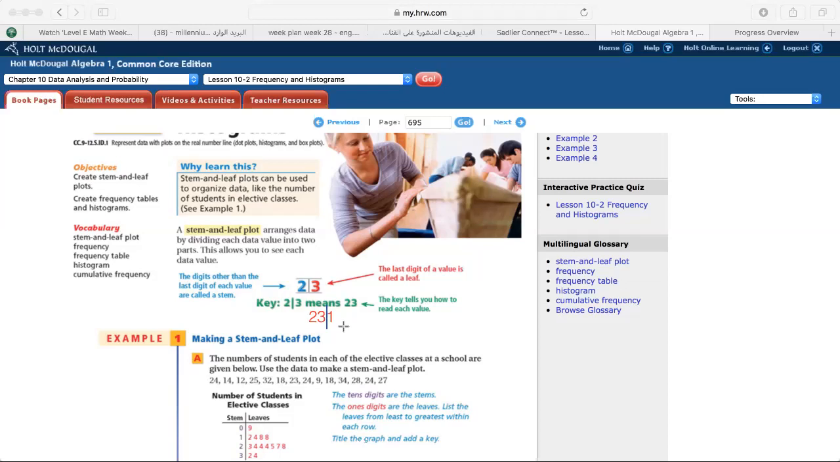I can write it in many ways. You're going to learn all the ways later. But I'm showing you that I can divide it like this: the last digit, the leaf, here, and the other digits on the other side. Okay? And I will give it a key. The key is 2, this line, and 3 means 23. The key tells you how to read each value. Okay, girls?